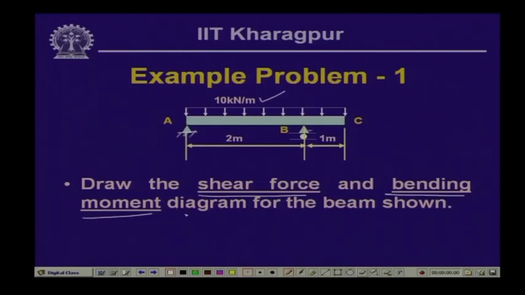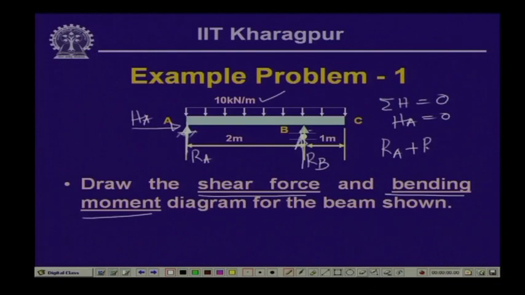The beam is subjected to a uniformly distributed load of 10 kilonewton per meter. Here the reactive forces will be a vertical reaction R A and a horizontal reaction H A, and here we will have the vertical reaction R B. Since we do not have any horizontal load, summation of horizontal forces equal to 0 gives us that H A is equal to 0. Summation of vertical forces is 0, that means R A plus R B is equal to the total force, which is 10 kilonewton per meter over a length of 3 meters. So, this is 30 kilonewton.